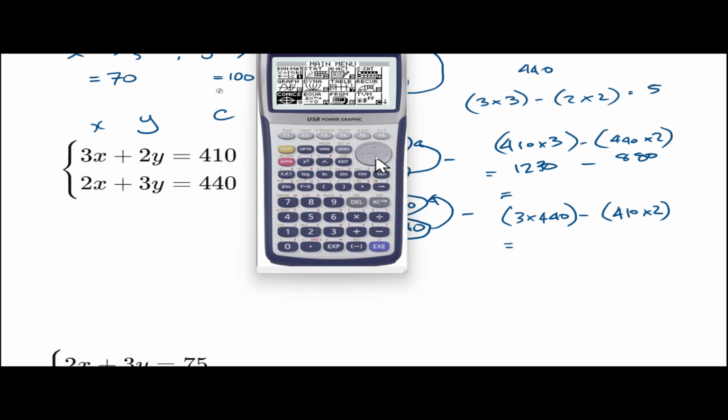Go to menu, simultaneous equation, solver, 3, 2, 410. If you see up here, it's pretty much doing the same thing that we did before. This is what the calculator is doing. It's just using Cramer's rule. 2, 3, 440. Solve: 70 and 100.